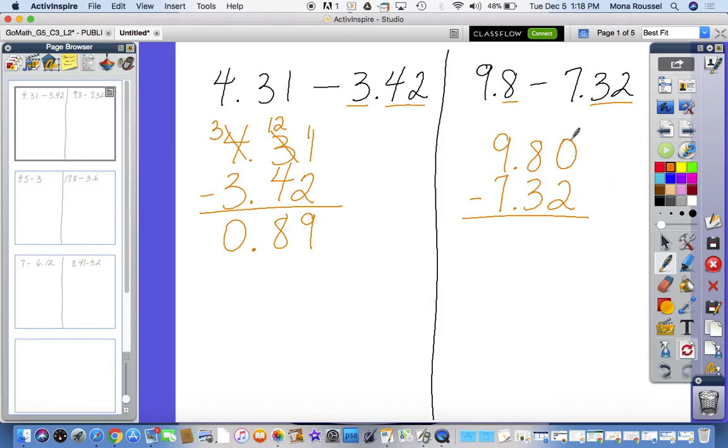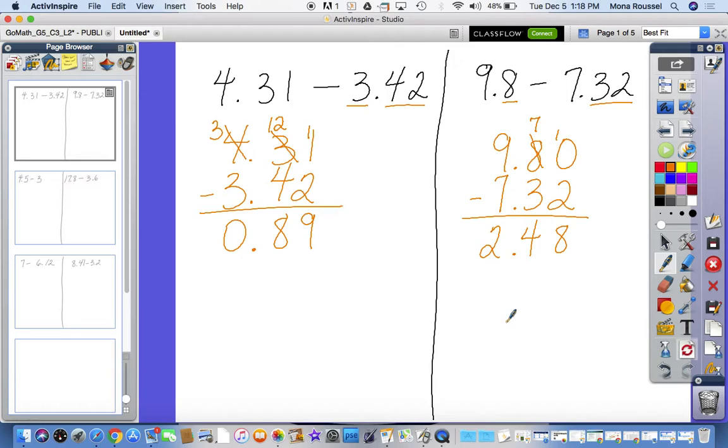We know that we add zeros into those empty decimal places, so now we're prepared to bring the decimal down and subtract. We'll borrow. The difference would be 2 and 48 hundredths.